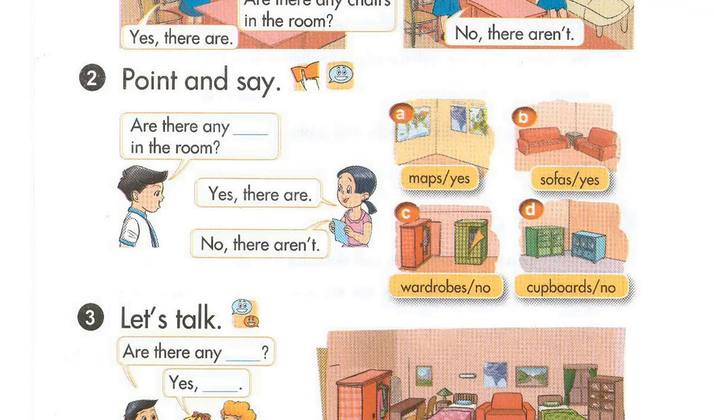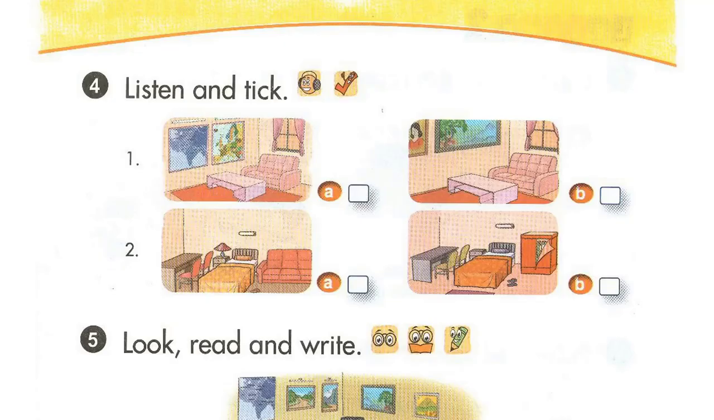Activity 2. Point and say. Are there any maps in the room? Yes, there are. Are there any wardrobes in the room? No, there aren't. Page 25. Lesson 1. Activity 4. Listen and tick. 1. This is a picture of my living room. It's large. Are there any maps in the room? Yes, there are two. 2. This is a picture of my bedroom. Are there any sofas in the room? No, there aren't any.